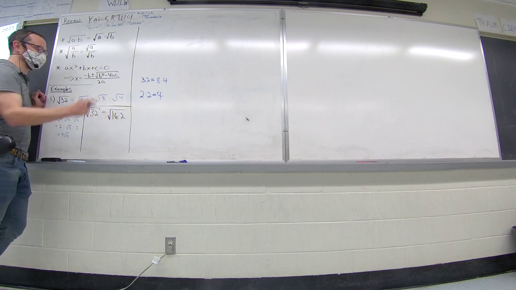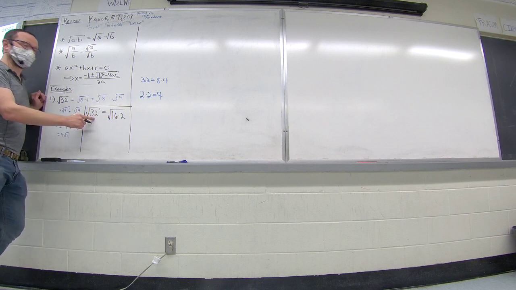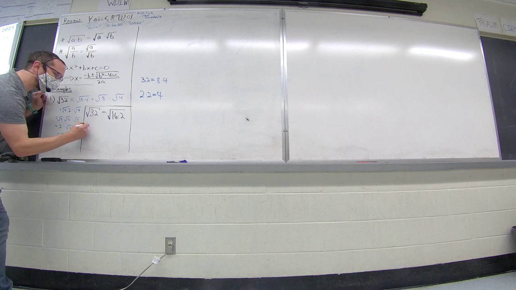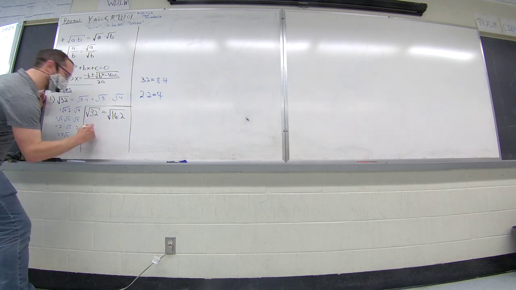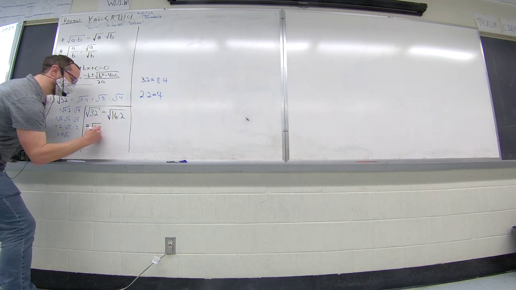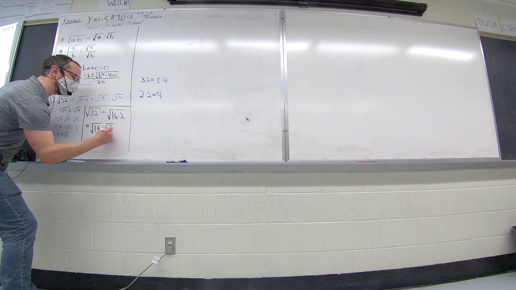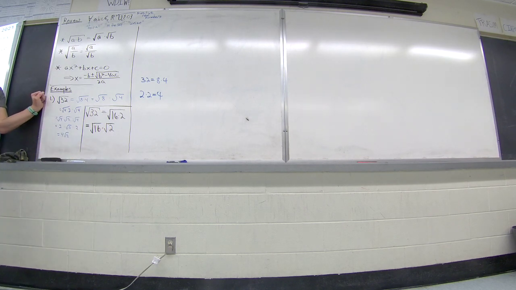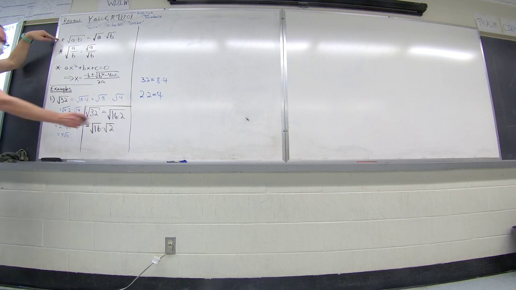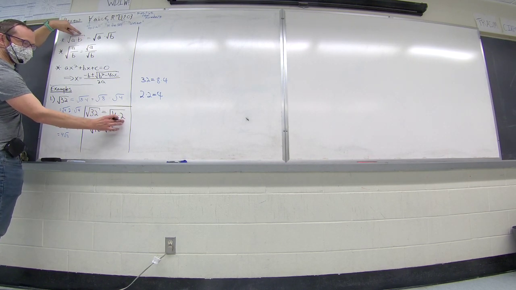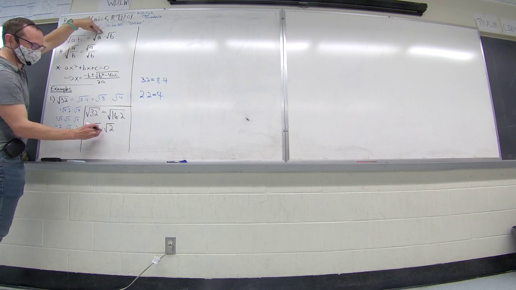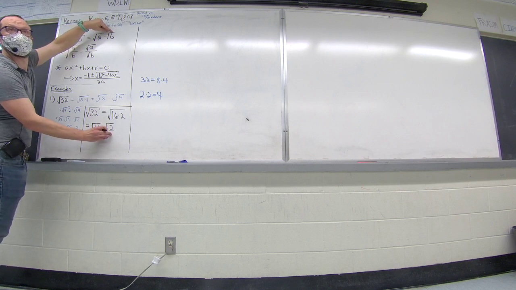Because 16 times 2 is 32. Okay? What's the next thing after this equal sign that I'm going to write? Yeah, Adam. Square root of 16 times square root of 2. Why is that equal sign true? Because of this axiom right here, right? That says when you have a square root of a product, you can turn it into the square root of the first term times the square root of the second term.